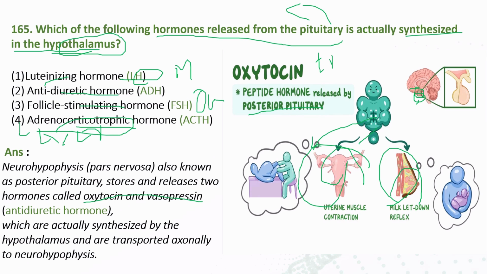So what is the right answer here? It is nothing but the antidiuretic hormone, which is released from the pituitary and synthesized in the hypothalamus of the brain.